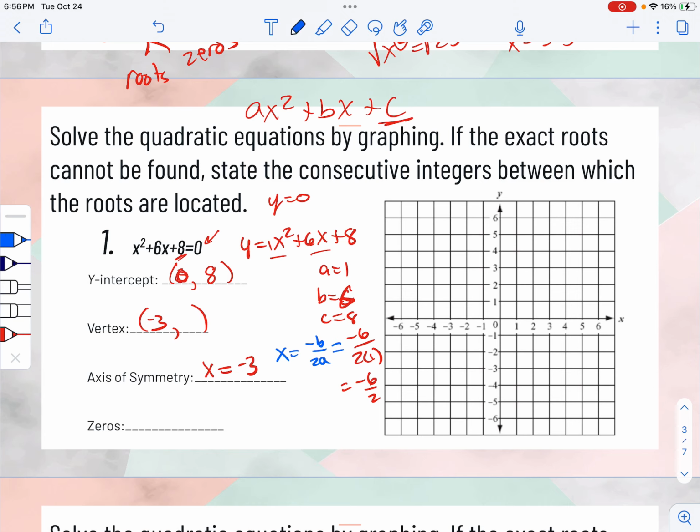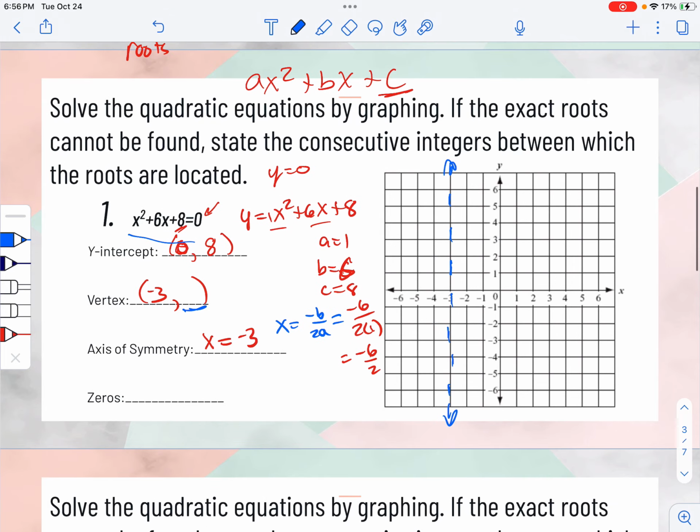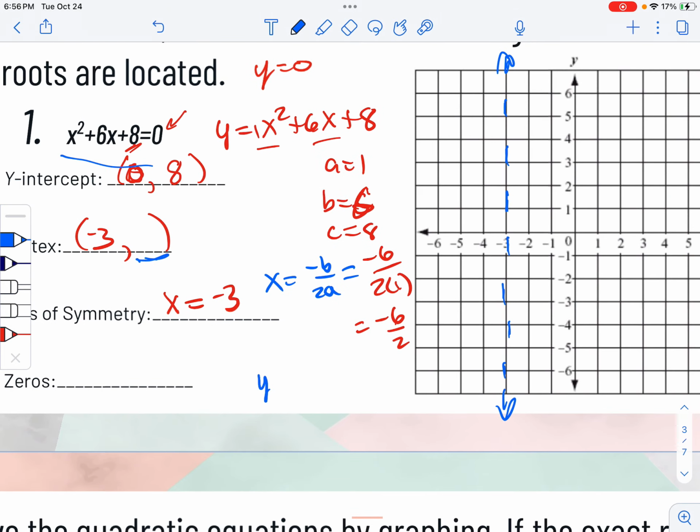So I will put a vertical line, a dotted line, because this is my axis of symmetry. This is what we're going to flip our points over when we graph it. Well, we've got to find the y right here. We don't know that. So we're going to plug negative 3 in for x up here and evaluate it. So giving ourselves a little room.